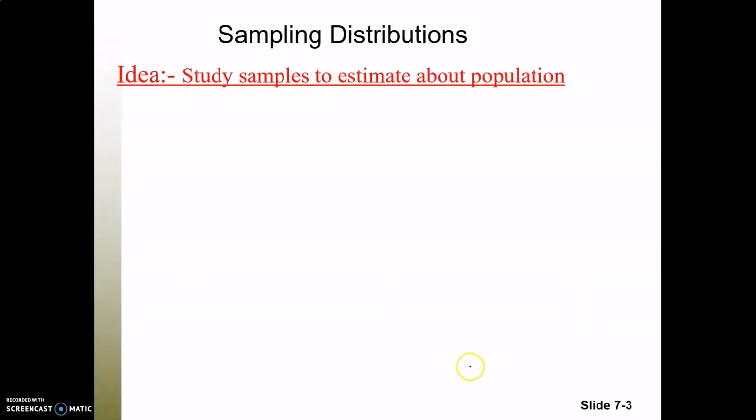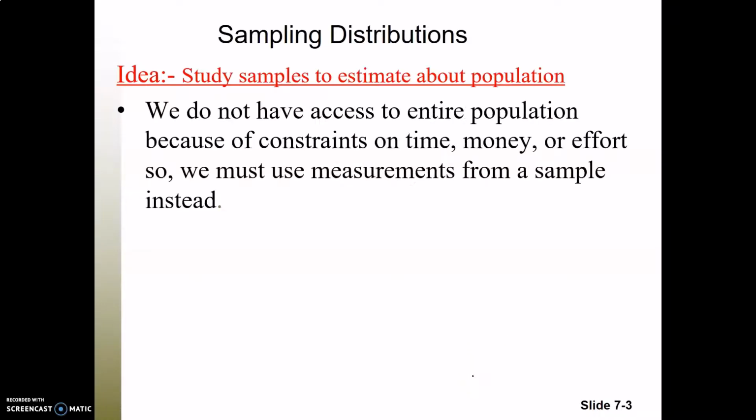Okay, what is the idea in the sampling distribution? We study samples to estimate something about the population. That's what we do in inferential statistics. Okay, why do we study a sample? What is the reason? What's not good about the population? Why don't we study the entire population? There is a reason for that.